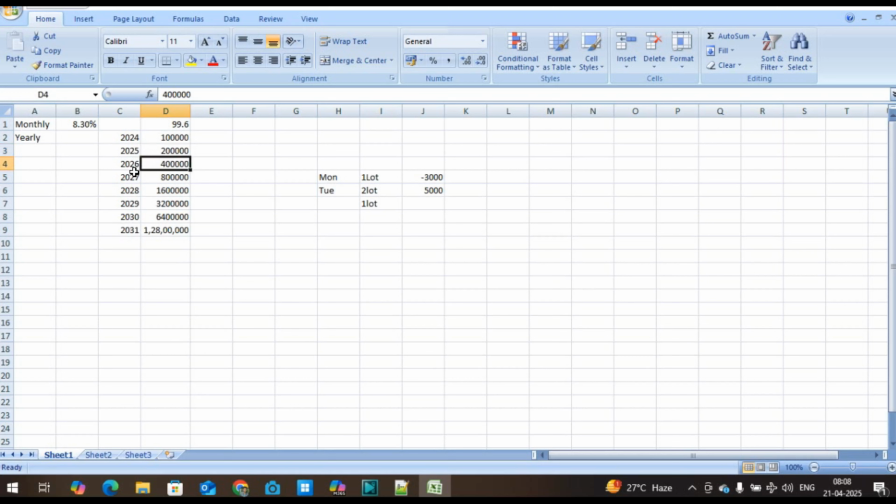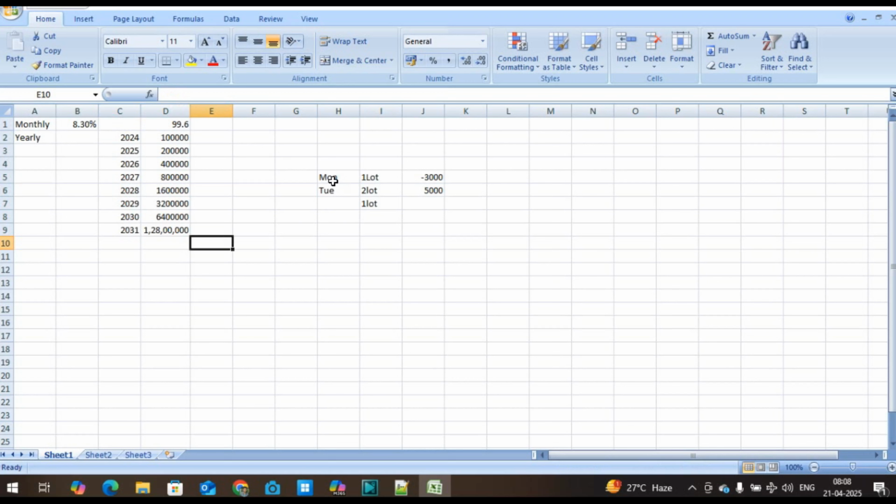And again, 4 lakhs will become 8 lakhs, so this will keep on going, right? So if you start these things like this, then in 8 years you will reach the 1 cr.